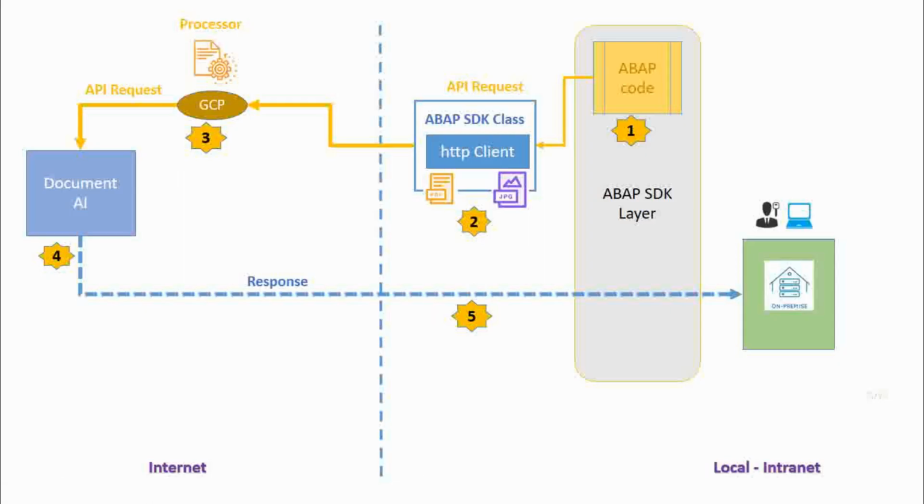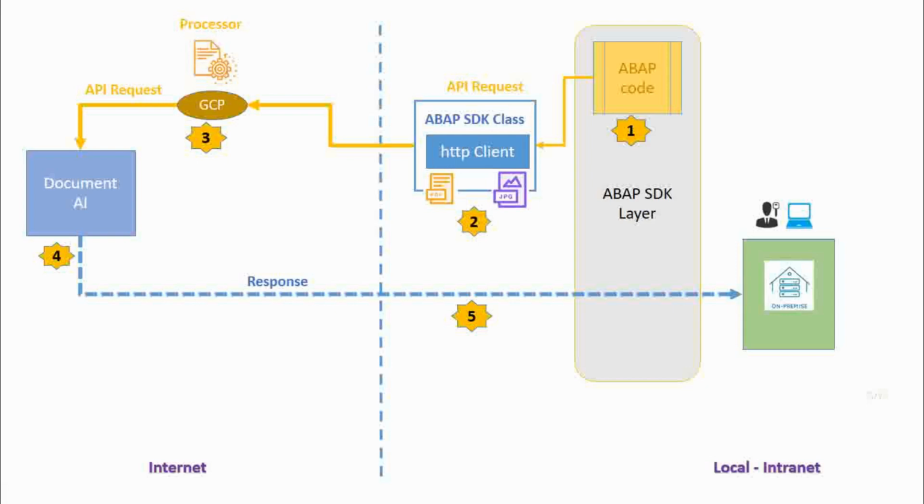This is the overall steps we are going to see in our video. In the ABAP layer, I have an SDK environment which is specifically for Google Cloud. That will call this Document AI API class by attaching the document. Then it will go to the Google console where I already defined some processor. This processor is already trained to read a document.